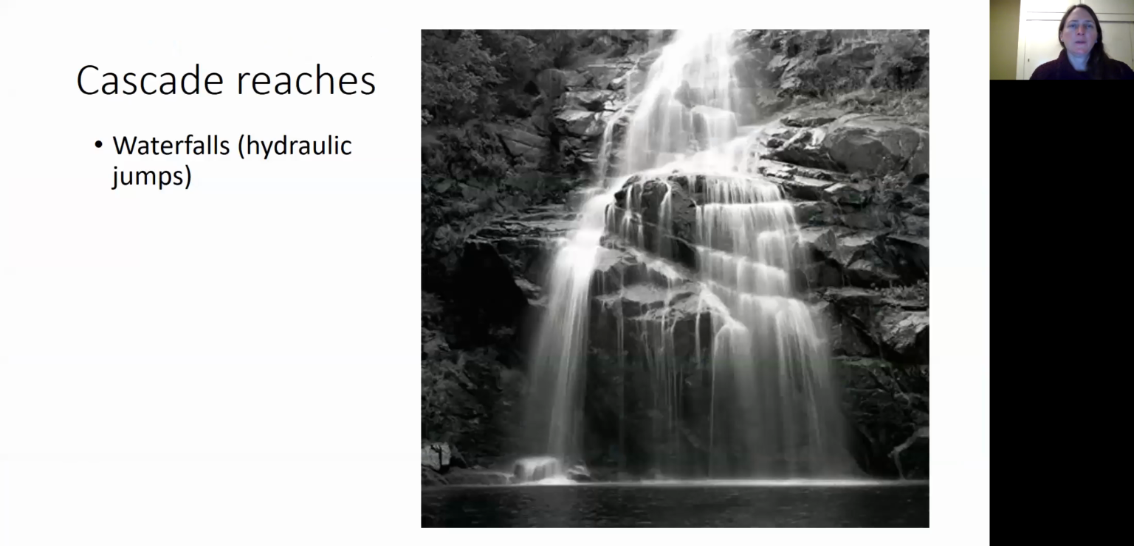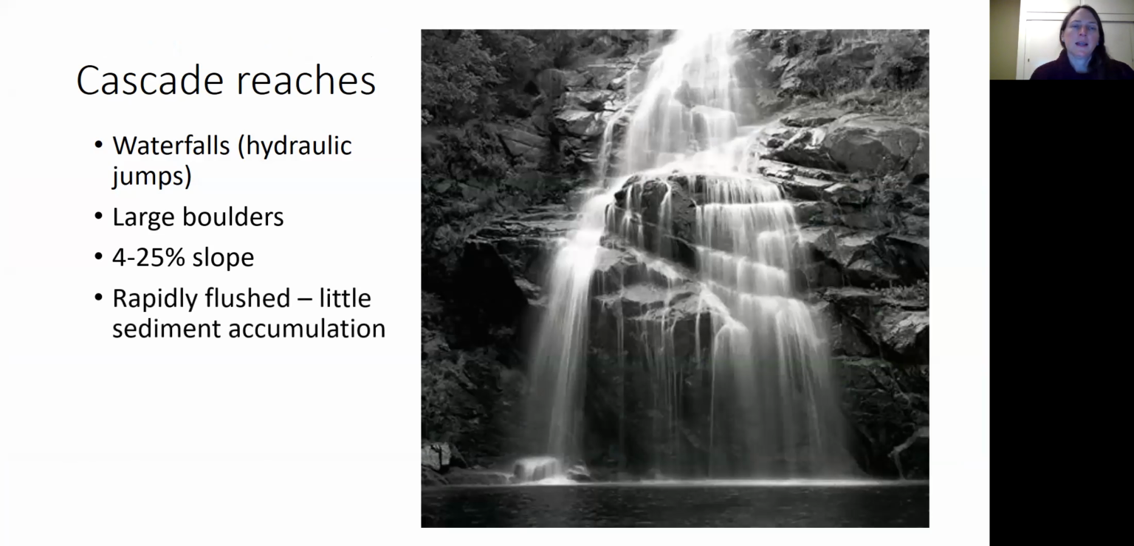All right, we're back and we're going to talk about just some different types of reaches, what they look like. So here's a Cascade Reach. It's also called a waterfall or a hydraulic jump, typically made up of really large boulders with a slope of 4 to 25%, and they're rapidly flushed. Very little sediment accumulates on a waterfall.